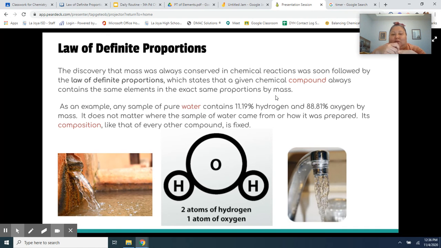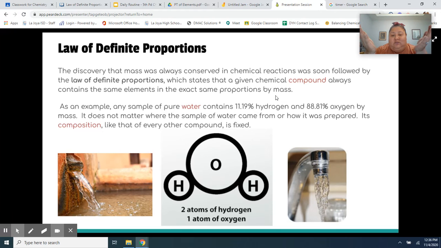As an example, any sample of pure water will contain 11.19% of hydrogen and 88.81% of oxygen by mass. So that's the percent of each element by mass for this compound of water. Now, can I reverse engineer that information and get the formula that I need?